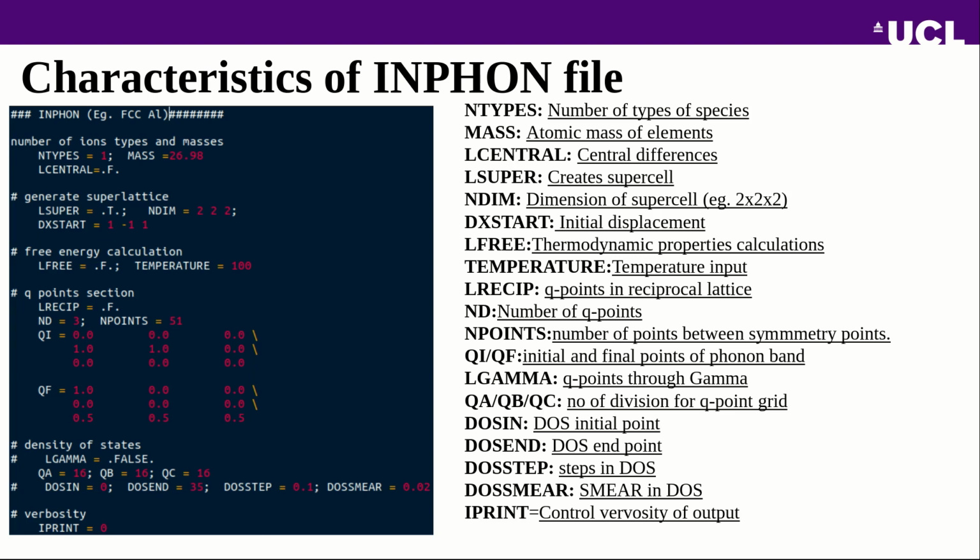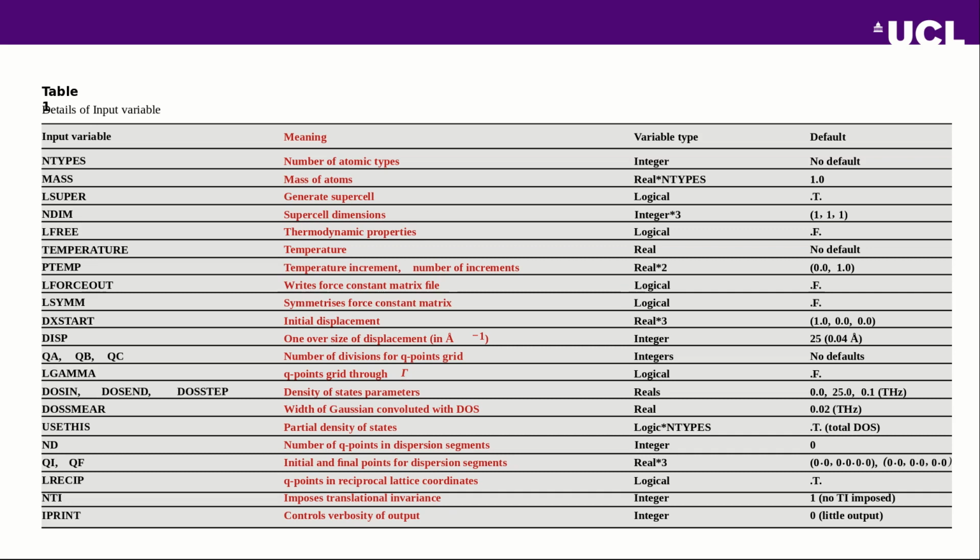And then of course for thermodynamic properties, you need to give certain information, and for the phonon band structure, you need to instruct it, as well as give some information for the phonon DOS also. So for details about these flags and tags, you can pause the video and read from here. More about this code you can understand from this table. So basically you can see all the input variables, their meanings, their types, and the default input that you will find when you run this code.